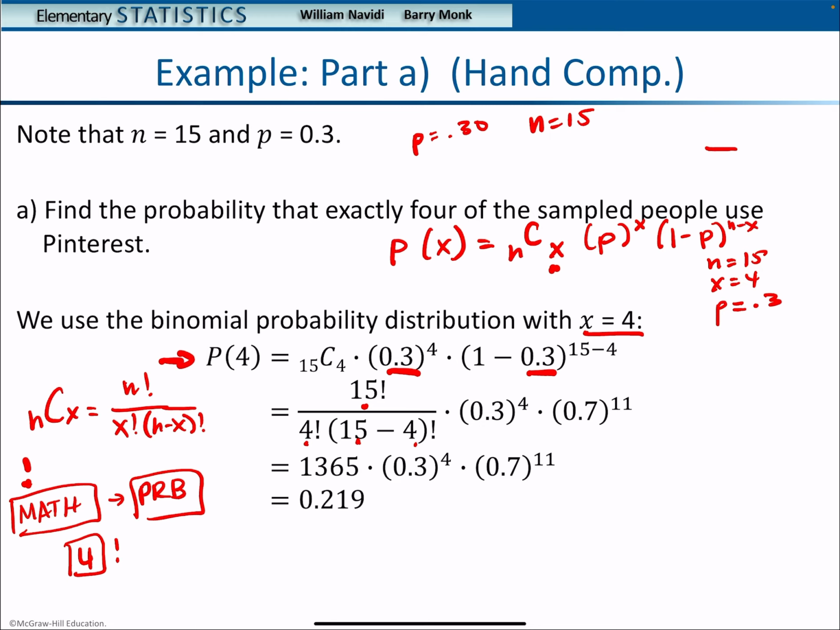May I suggest please just use parentheses for the top and the bottom, well, for the bottom at least. Or maybe make sure you put this whole thing in parentheses so that it doesn't confuse it with anything else. Okay, so there's that. So your probability that exactly 4 of the sample people use Pinterest is 0.219 or 21.9%. Okay.